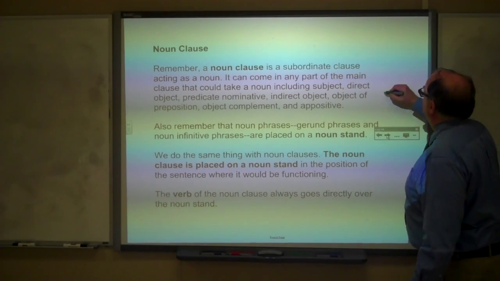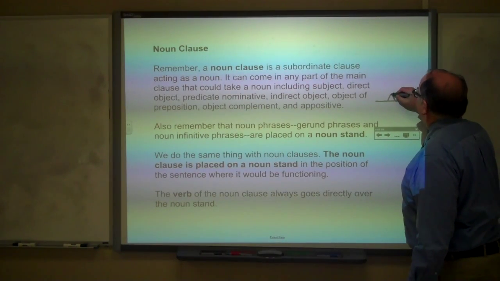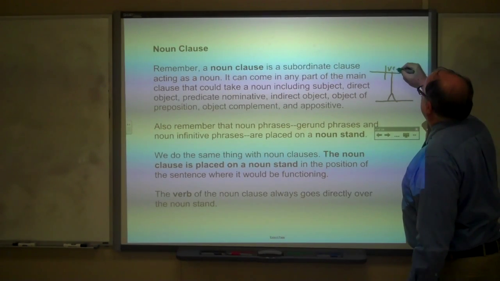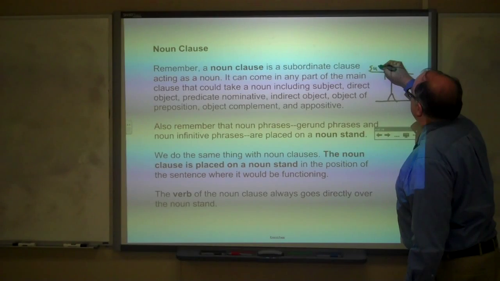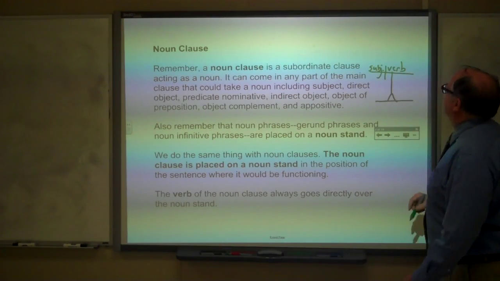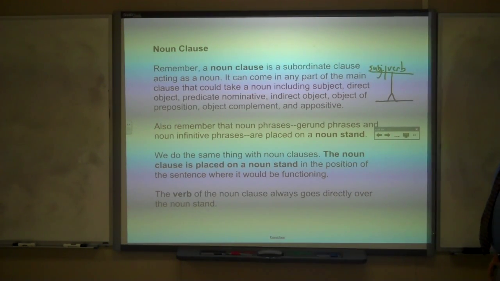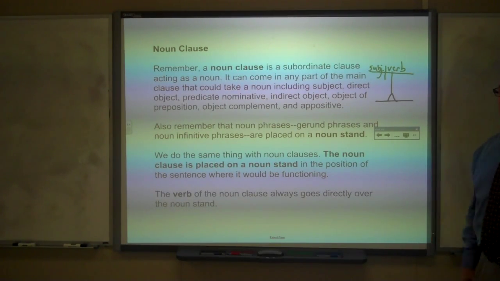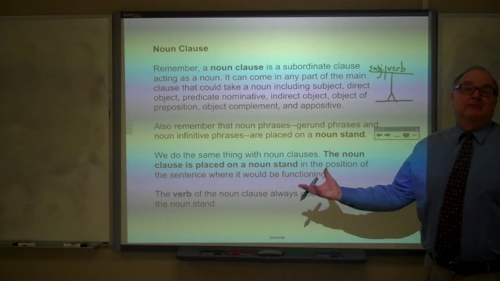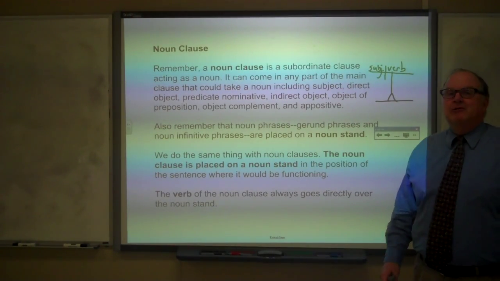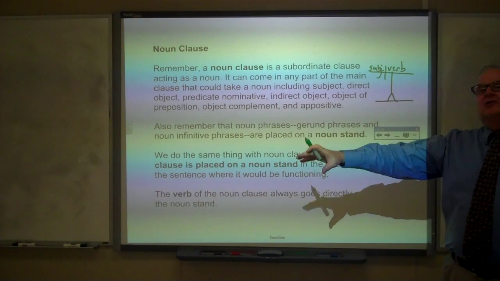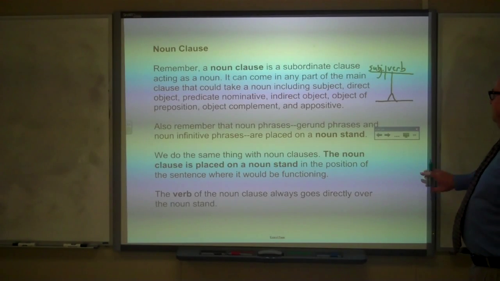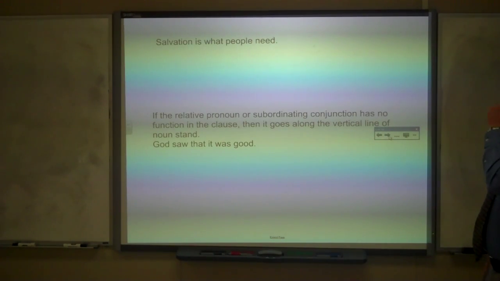The verb of the noun clause always goes directly over the noun stand. So if we had a noun clause here, the verb would be what balances on the noun stand, or if you call the noun stand the fulcrum and the clause line the lever, however you want to look at it. Okay, so here we go.